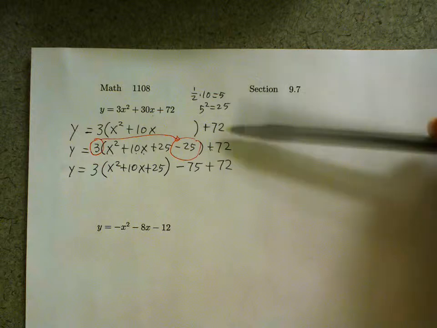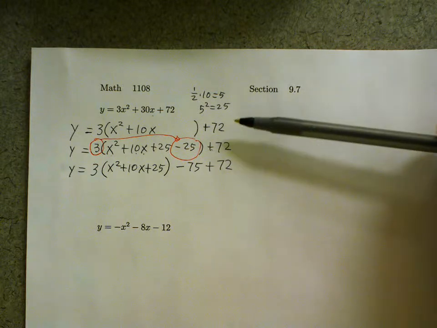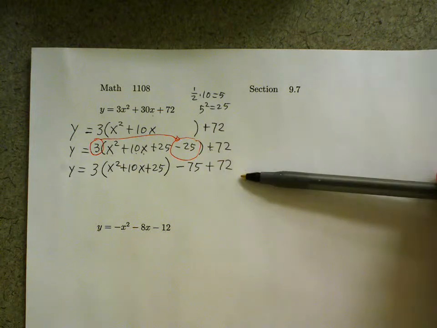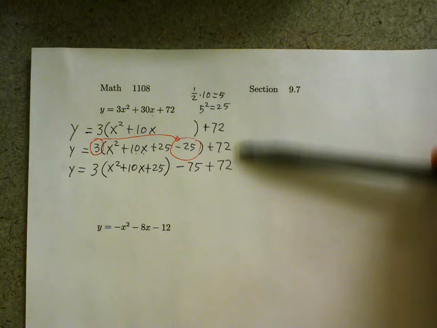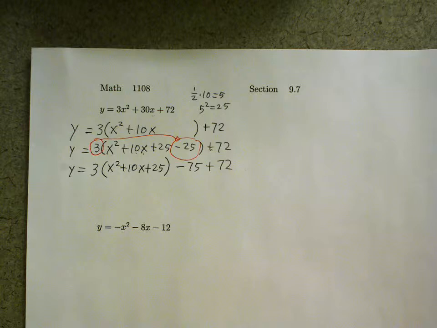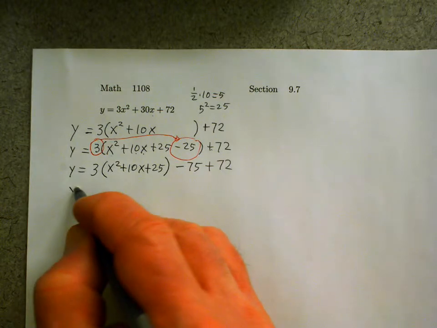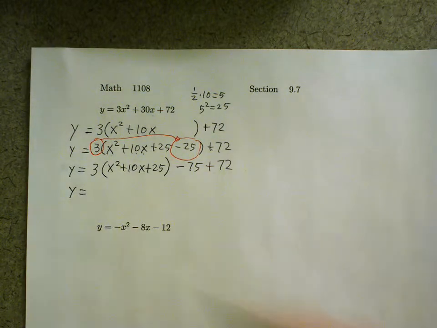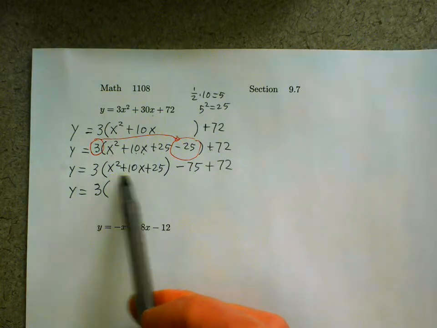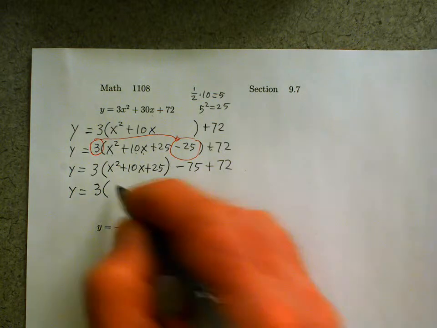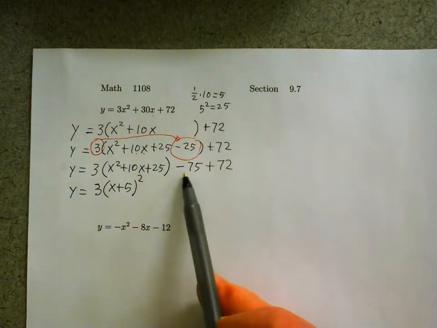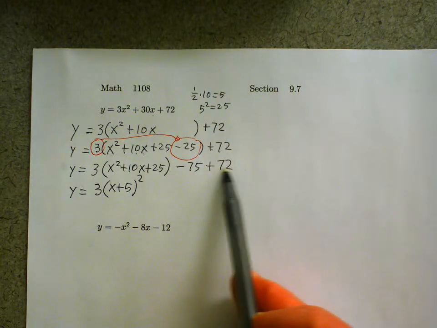Okay, so when you're practicing these, make sure that each step is complete and accurate. Each one of those steps should be equivalent to each of the other steps. In the next step, we can write the vertex form. So we have 3, and then the perfect square trinomial in factored form is x plus 5 quantity squared. And on the outside, we have minus 75 plus 72, which is minus 3.